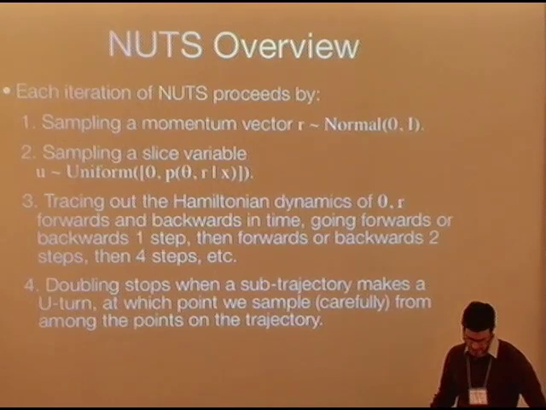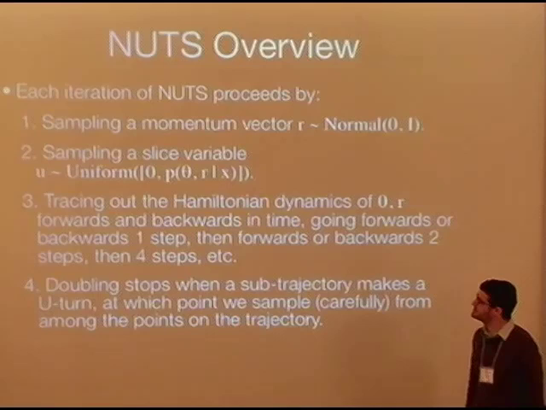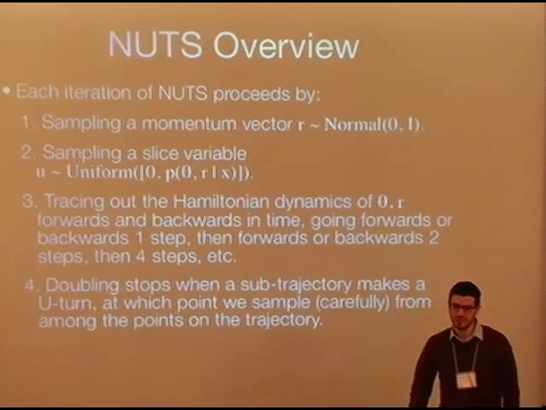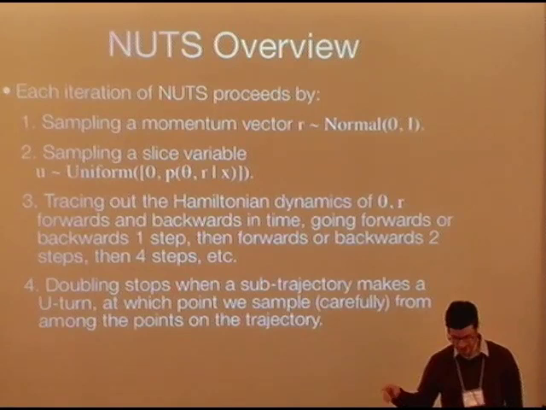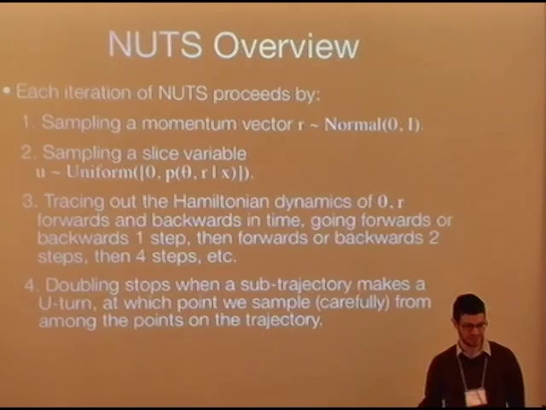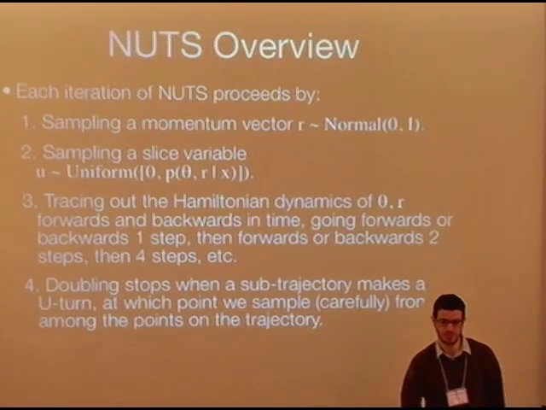So then we get to the meat of the algorithm, where we trace out the Hamiltonian dynamics of theta and r, both forwards and backwards in time, by a series of doublings. So basically we take one step, and then two steps, and then four steps, and we have to choose to go forwards and backwards randomly to satisfy detailed balance, which is necessary to ensure that we're actually sampling from the right thing. And then we stop doubling when a particular kind of subtrajectory makes a U-turn, and at that point we sample carefully from among the points that we visited so far.